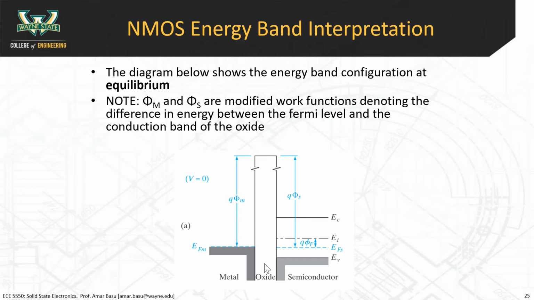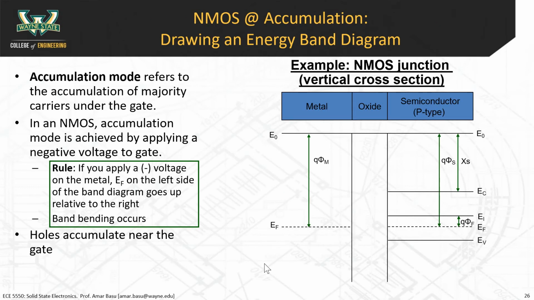All right. So let's move on and talk about the accumulation region. The accumulation mode refers to a mode where you're accumulating majority carriers under the gate. And the way that would be done in an NMOS device is to apply a negative voltage on the metal. Now, I just want to make sure everyone's clear on this. We are applying a negative voltage on the metal.